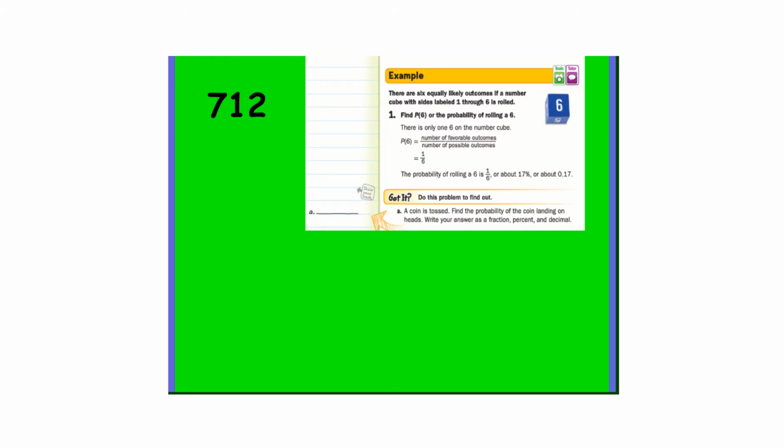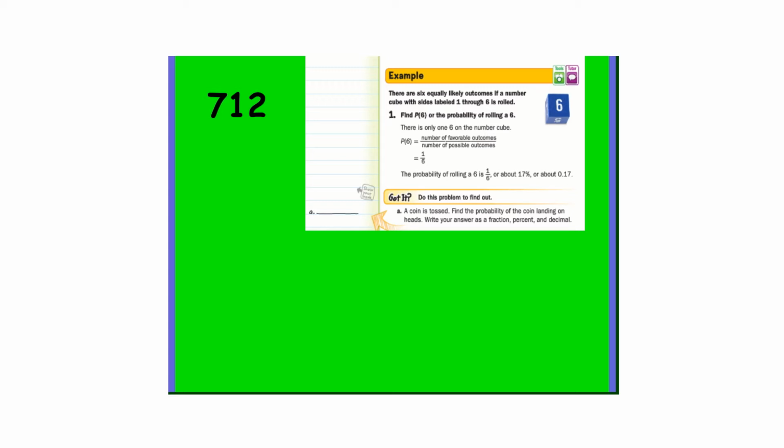Okay, example 1. There are 6 equally likely outcomes if you roll this number cube, 1 through 6. Find P of 6. So find the probability of rolling a 6. Okay, how many 6s are on that cube? 1. How many numbers are on that cube? 6. So the probability is 1/6.